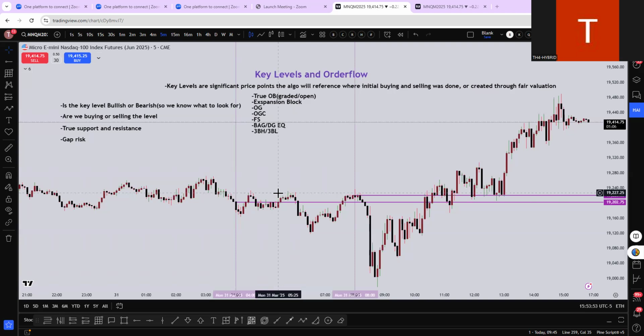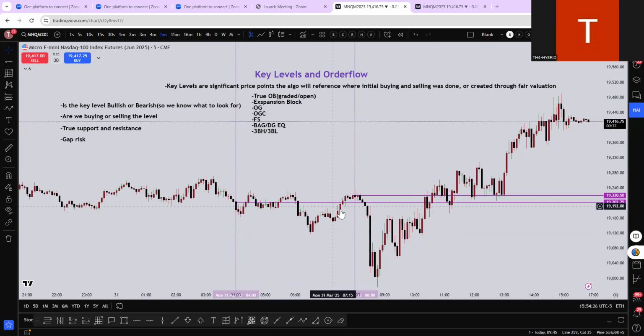Next, key levels. What is a key level? Key levels are significant price points. The algo will reference where initial buying and selling was done or created through fair valuation. So, initial buying and initial selling can be referenced in a few different ways. The start of time, so like 4 a.m. here, you'll learn about 8 a.m. here, two starts to algorithmic delivery. Those are going to be referenced because that's the start of buying and selling.